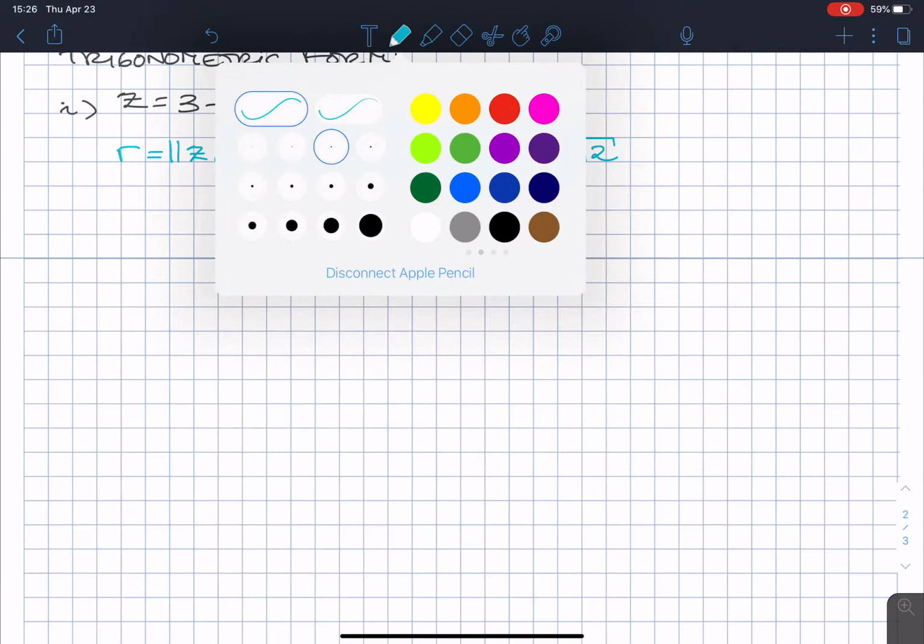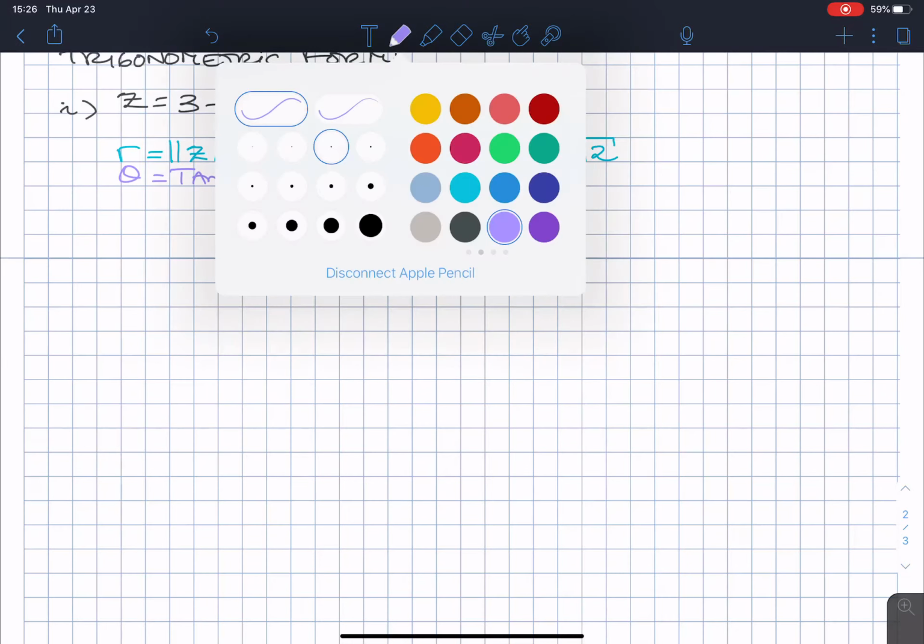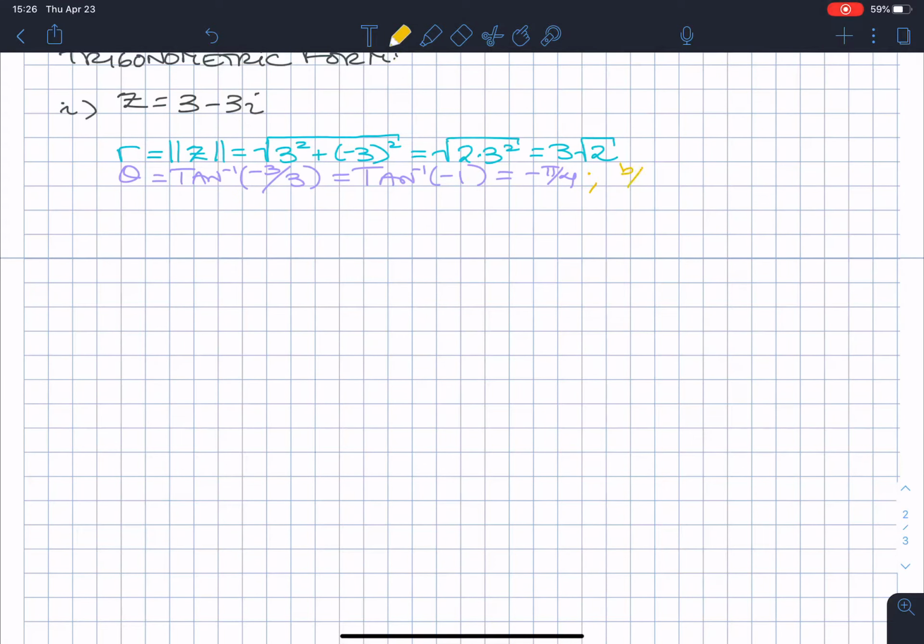The angle theta, what color shall I use? Theta, of course, is inverse tangent of the imaginary part, negative 3, divided by the real part, 3. So that's inverse tangent of negative 1. So luckily, this is in quadrant 4. So this is going to be at negative pi over 4. And this is because 3 minus 3i is in quadrant 4.